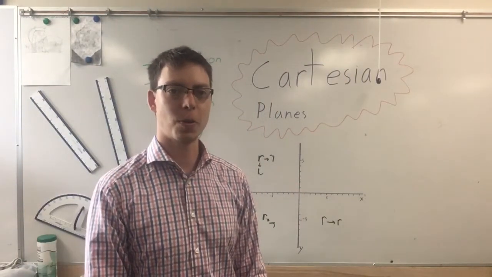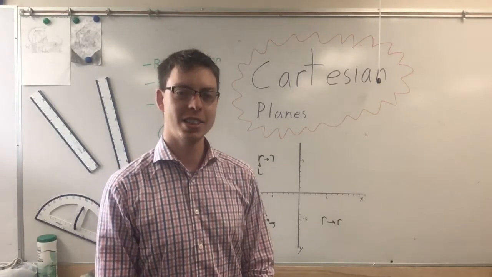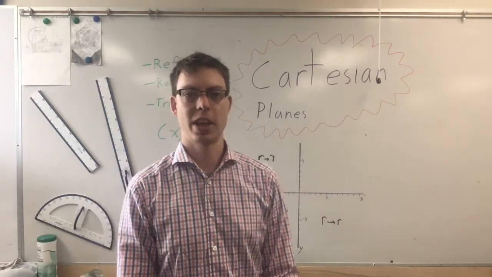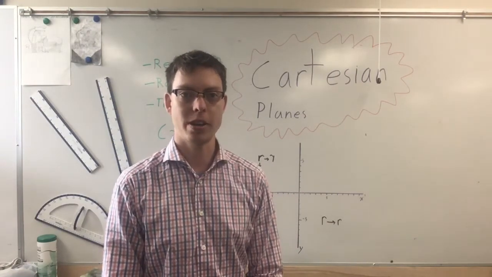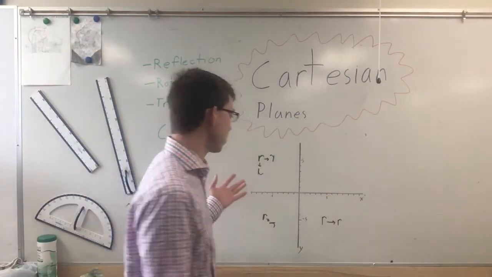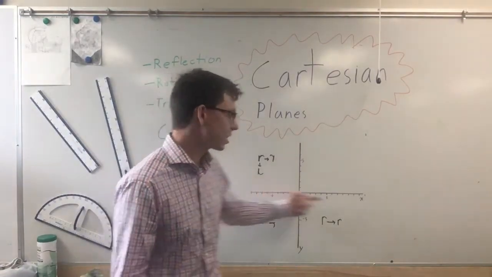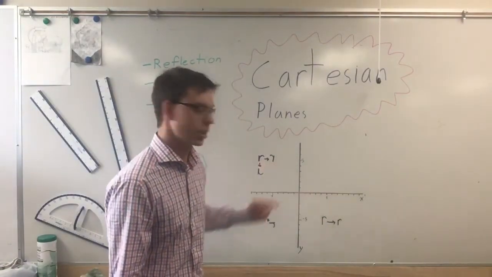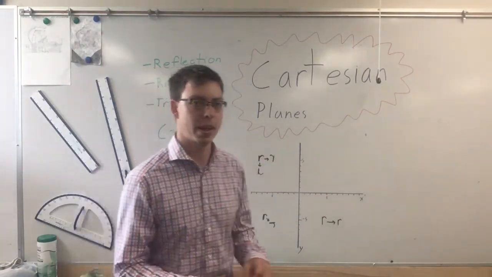In this lesson, we're going to talk about Cartesian planes, what a Cartesian plane is, understanding the language that goes around it, and how to understand and plot points on it. So, let's get started. A Cartesian plane is simply a graph that has an x-axis and a y-axis. The x-axis is left to right, and the y is up and down.